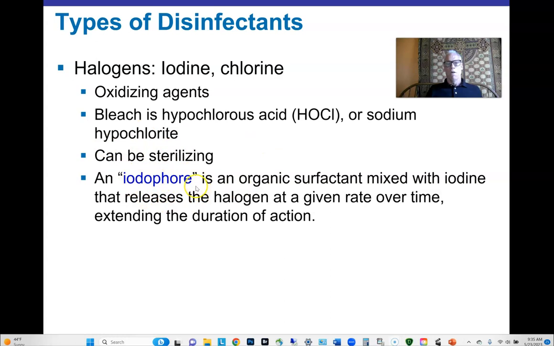An iodophore is an organic compound that releases, say, chlorine or iodine over time so that you have long-lasting disinfectant capabilities. Just so you know what that's talking about.